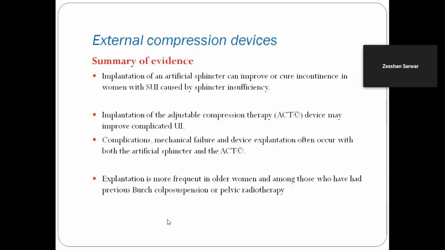External compression devices. Summary of evidence includes implantation of an artificial sphincter can improve or cure incontinence in women with stress urinary incontinence caused by sphincter insufficiency. Implantation of adjustable compression therapy such as ACT device may improve complicated urinary incontinence. Complications include mechanical failure and device explantation, which often occur with both the artificial sphincter and the adjustable compression therapy. Explantation is more frequent in older women and among those who have had previous Colposuspension or pelvic radiotherapy.